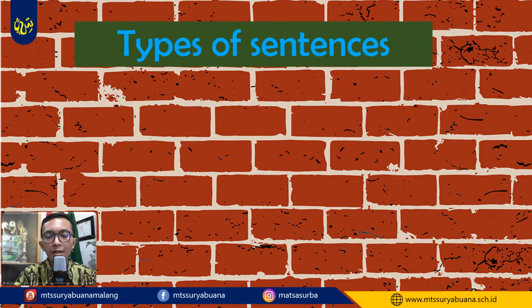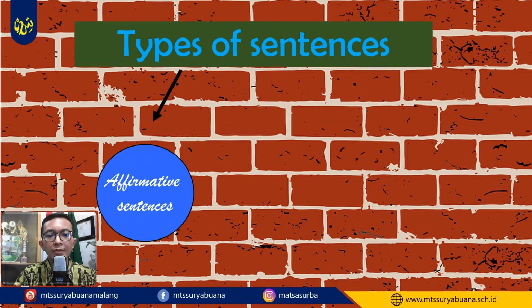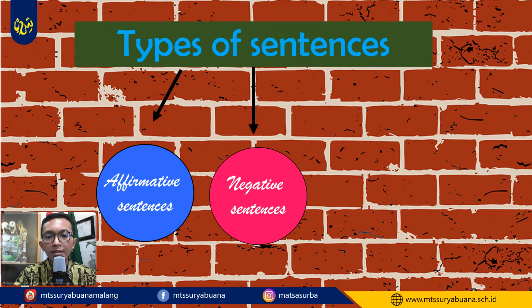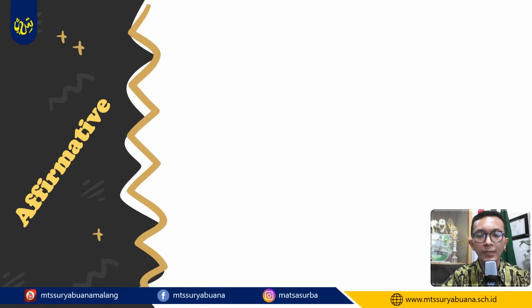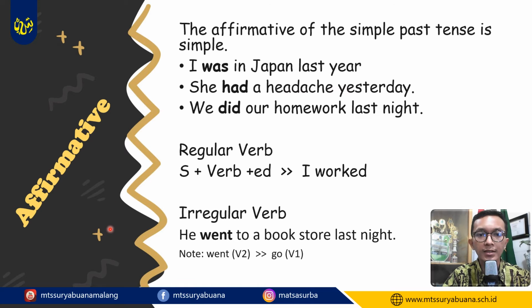Well, the types of sentences. The first one is affirmative sentences or positive sentences, the second one is negative sentences, and the last one is interrogative sentences. I hope after you watch this video and you do the exercise, you can make these three types of sentences: affirmative, negative, and interrogative sentences. Let's discuss it one by one, starting from the affirmative sentences.